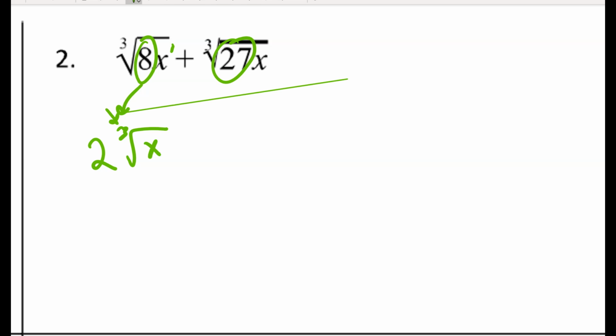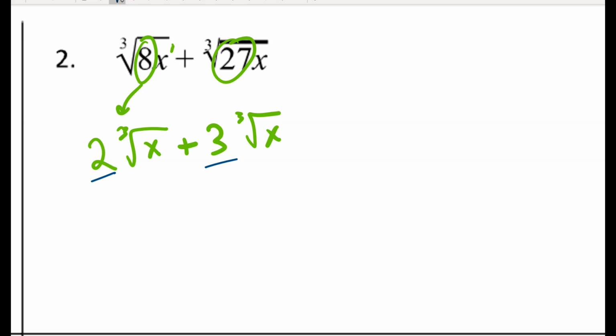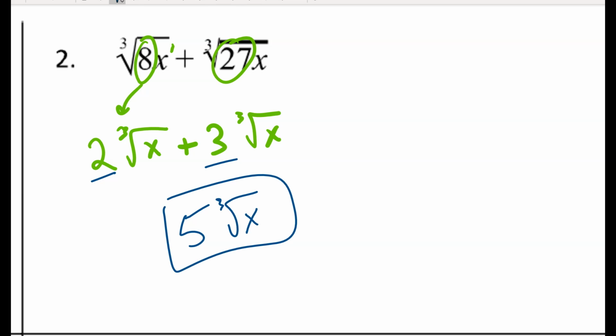And 27, I recognize again as 3 when I take the cube root, and I'm left with a cube root of x. So notice I have the same thing under the cube root sign for both of these, so I can combine the coefficients. 2 plus 3 would make it 5 times the cube root of x. So that's if they simplify nicely and we don't have to break them down.